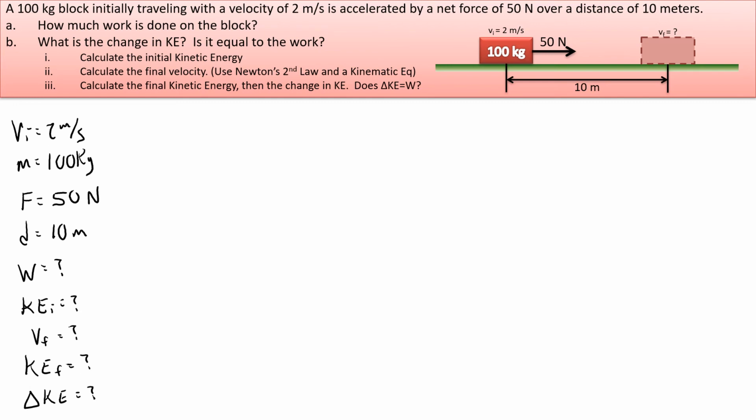So part A, pretty straightforward. It's what we've been doing. W is equal to FD. The force is 50 newtons. The distance is 10 meters. So we are doing 500.